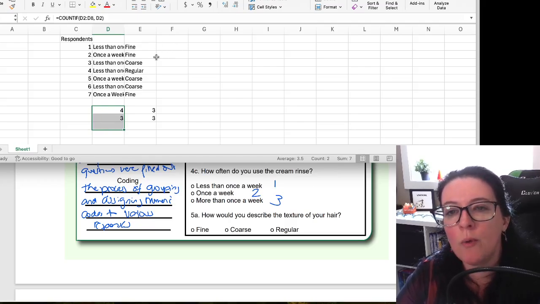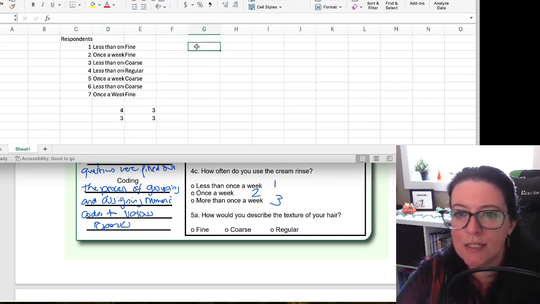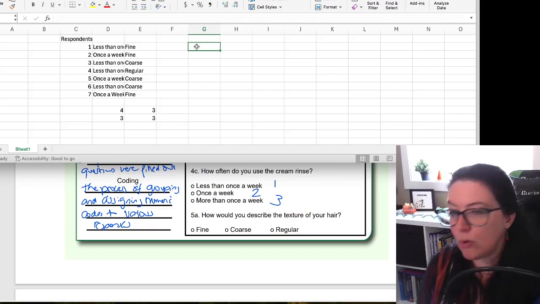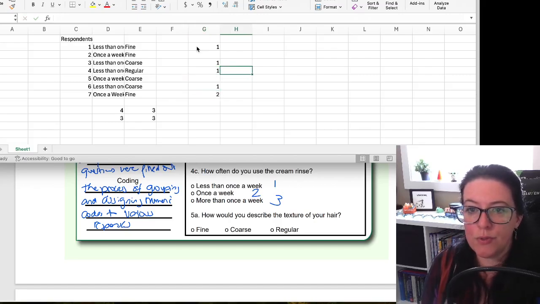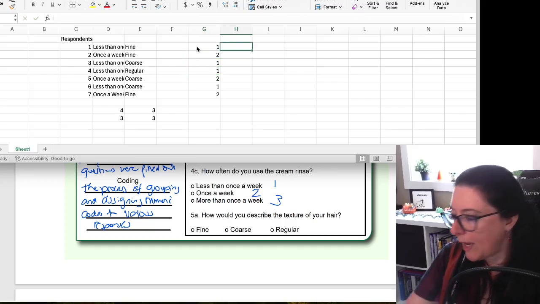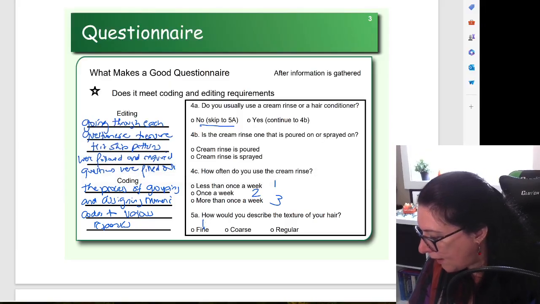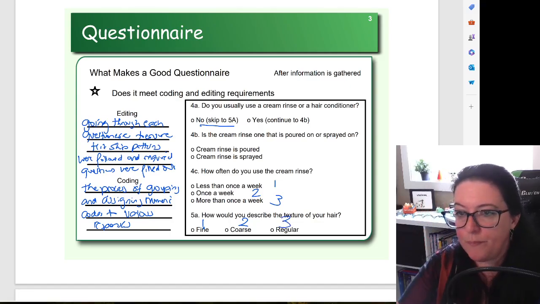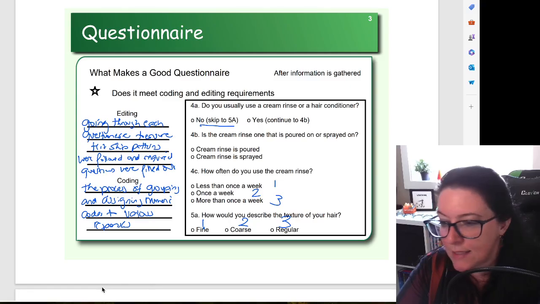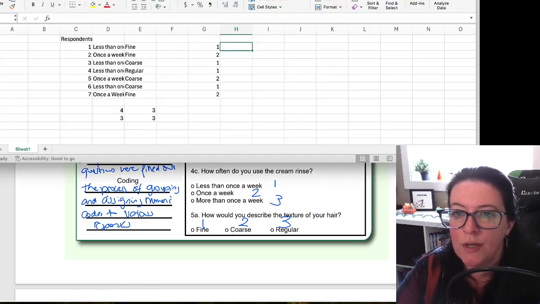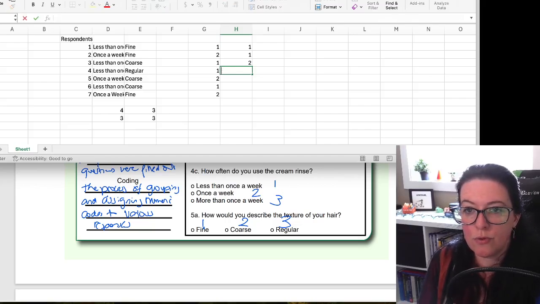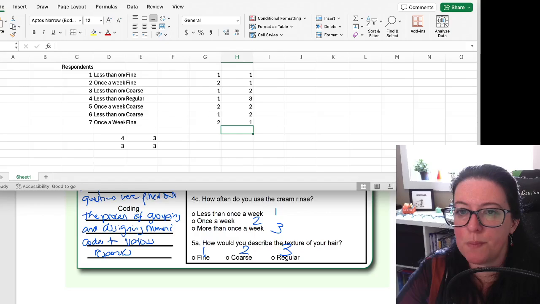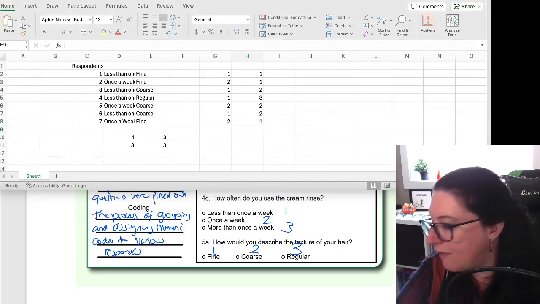If instead, when we enter this information into our spreadsheet, we'd already coded this, so less than once a week were the 1s, and once a week were the 2s, and then we had coded the next one here where fine is 1 and coarse is 2 and regular is 3. And we create a key that we can see then exactly which one is which. So for this question, fine is 1, coarse is 2, regular is 3. Our spreadsheet instead would just be, oops, let's not move that around, a list of numbers here.